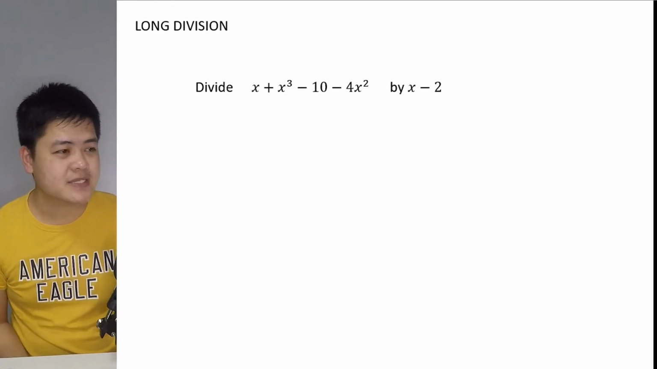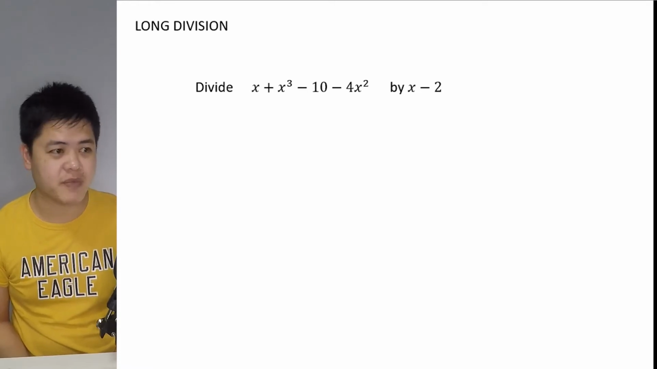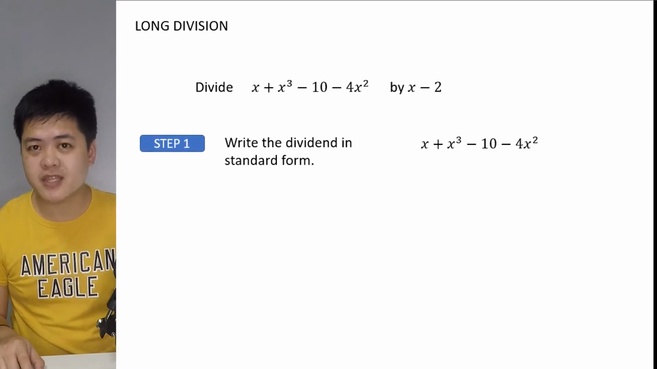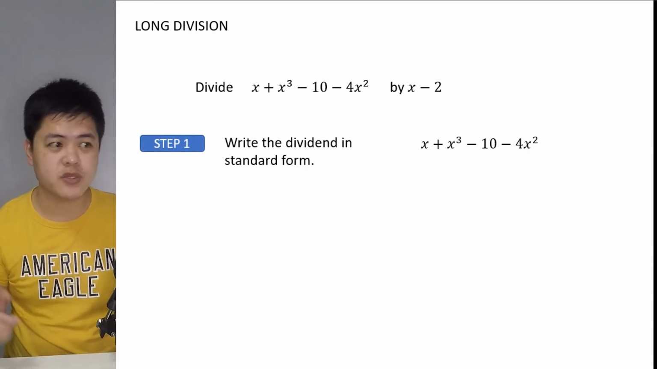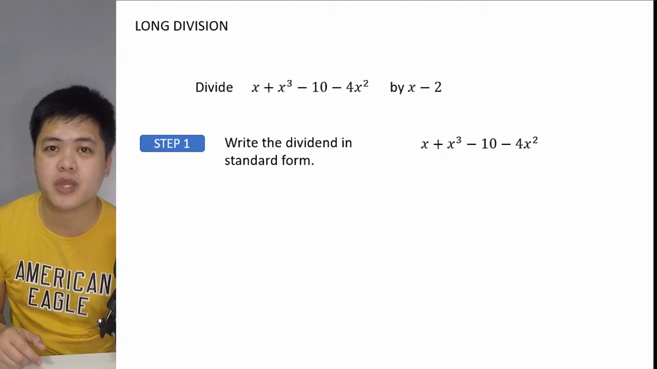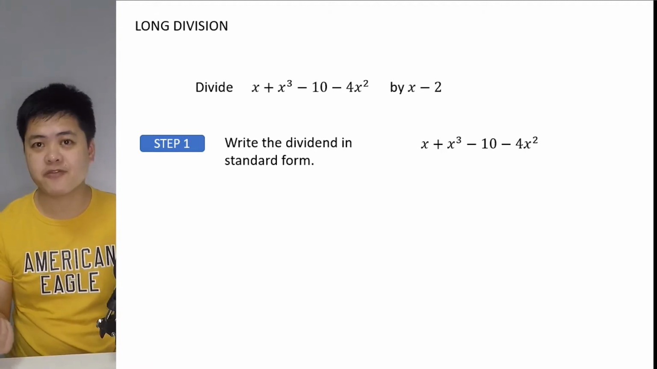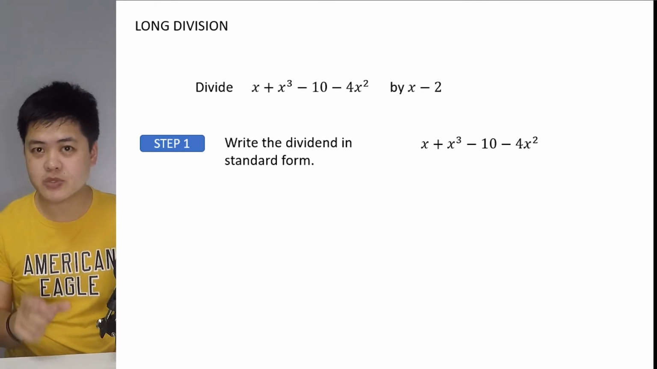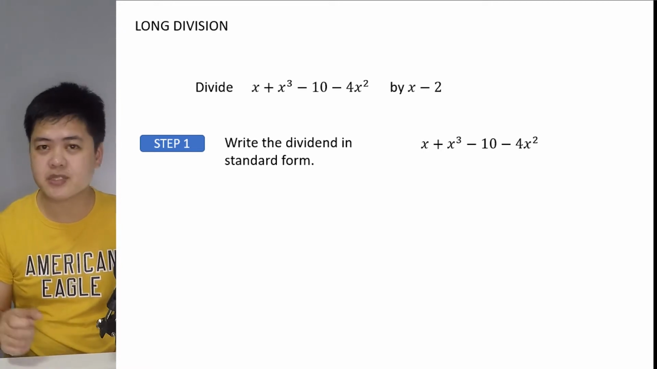Pag-usapan natin, let's divide x plus x cubed minus 10 minus 4x squared by x minus 2 using long division first. The first step is to write the dividend into the standard form. Standard form, kailangan kung ano yung degree or yung highest exponent, ayun yung unang isusulat natin. So in this case, we have to write x cubed first.